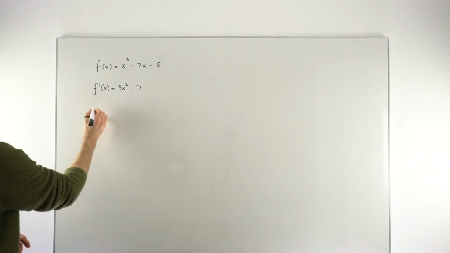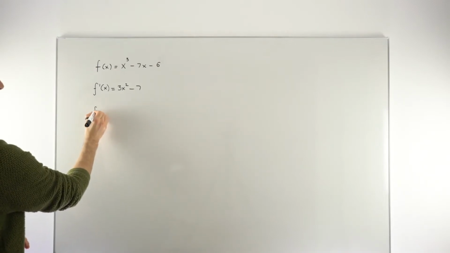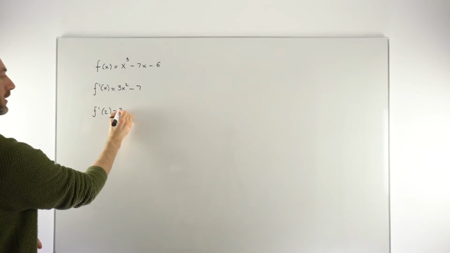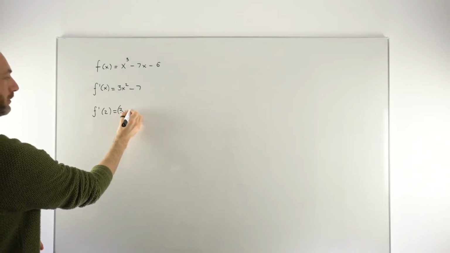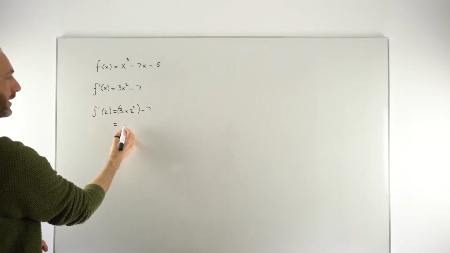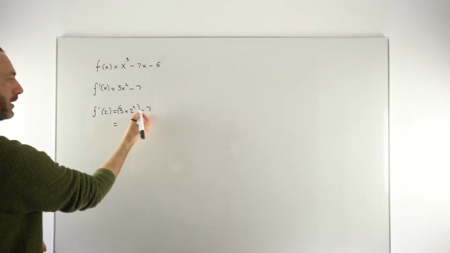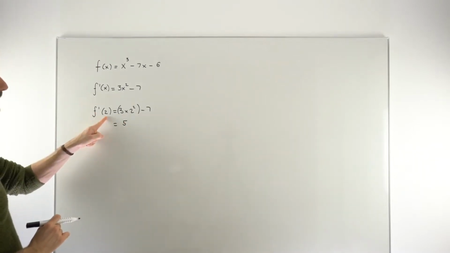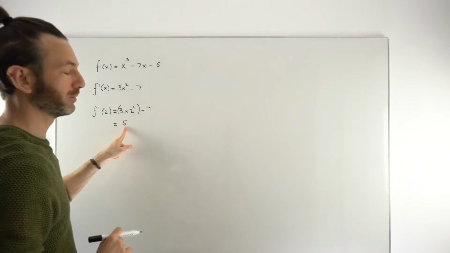So that's our derivative. We want to evaluate that at the point where x equals 2, so just substituting in 2 for the x. So that's going to become 3 times 2 squared minus 7. So 3 times 2 squared is 3 times 4, which is 12, minus 7 is 5. So the derivative at the point where x is 2 has come out to be 5.